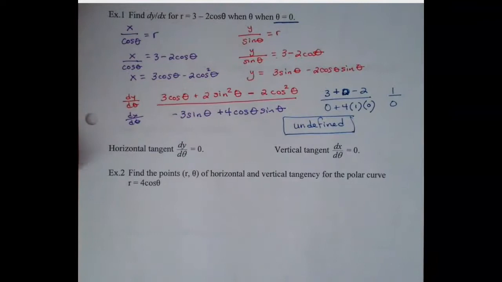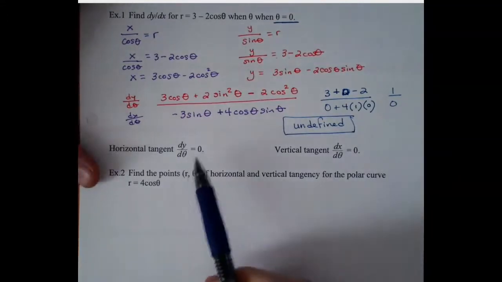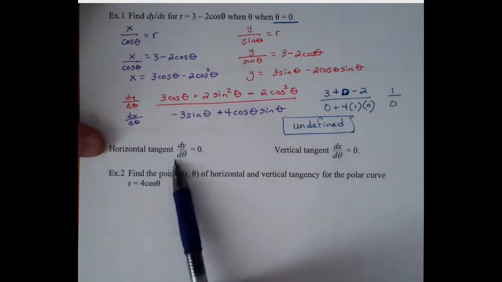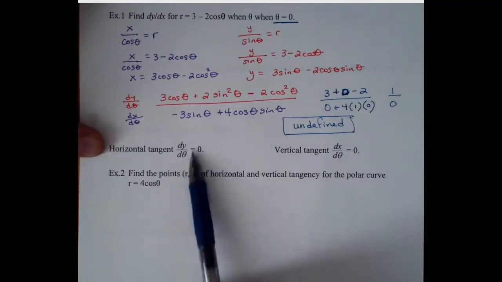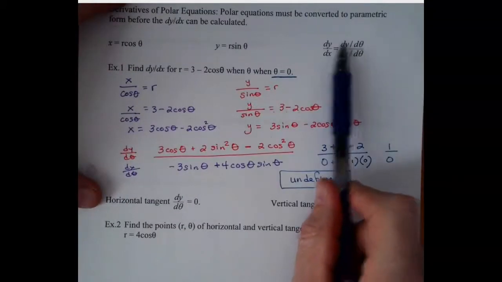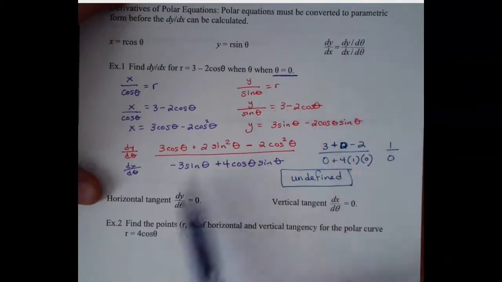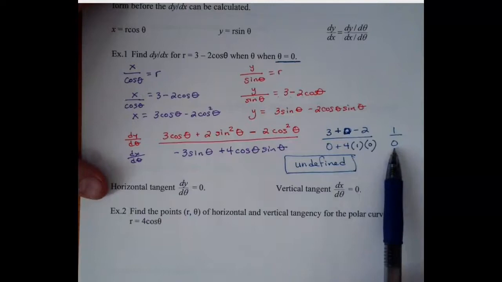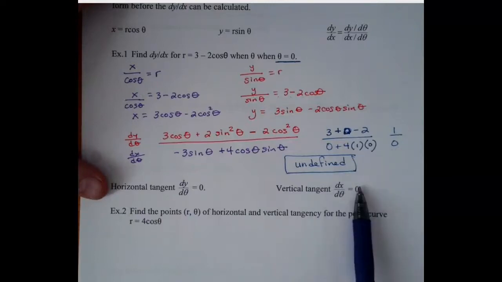Now, if we think about this, if dy d theta equals 0, then we will have a horizontal tangent, because it's telling us that if we get 0 for the numerator, then the fraction is equal to 0, which is a horizontal tangent. If dx d theta equals 0, like it did here, then we'll get a vertical tangent.